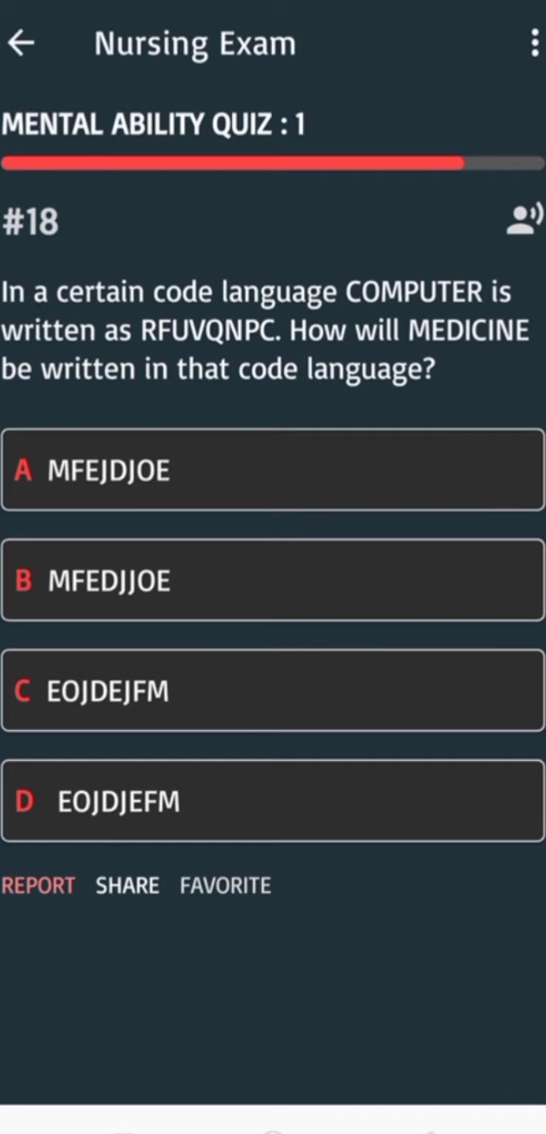In a certain code language, computer is written as RFUBQNPC. How will medicine be written in that code language? A. MFEJDJOE. B. MFEDJJOE. C. EOJDEJFM. D. EOJDJEFM.